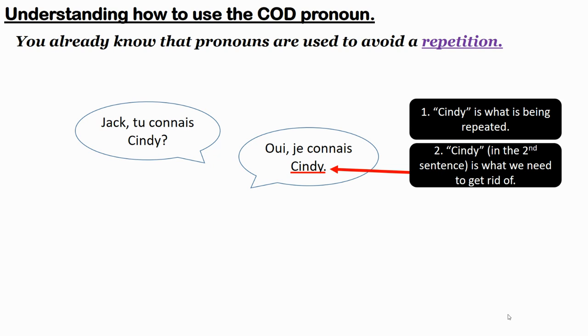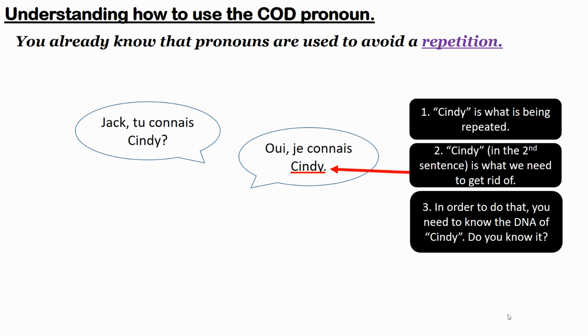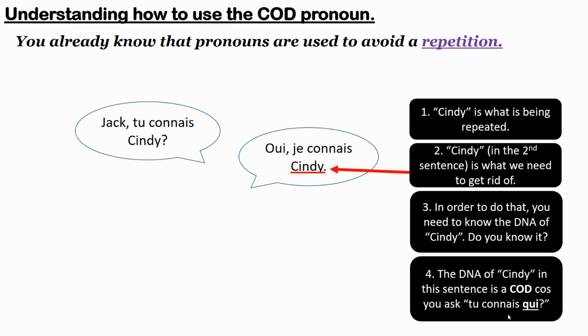The first thing you need to do is analyze and find the DNA of the word Cindy. For doing this, you need to find the question word that you're going to use. In this case, your question word is going to be qui, because you say je connais qui, je connais Cindy. Therefore, Cindy is your COD.